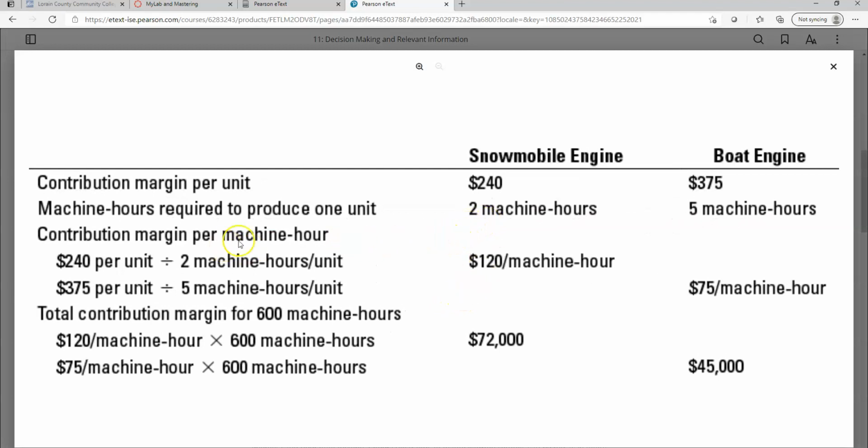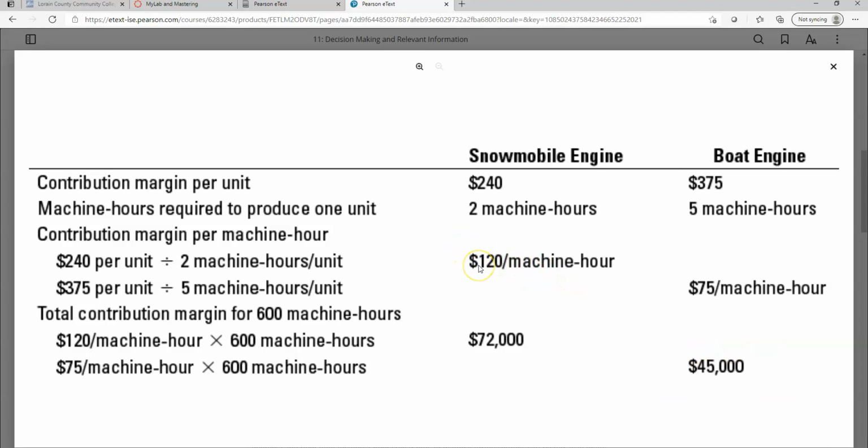Now, if we take machine hours into consideration, let's take a look. It takes 2 machine hours to make a snowmobile engine and 5 machine hours to make a boat engine. So how much does it cost per machine hour to make? Well, it only costs $120 per machine hour to make snowmobile engines, but it takes $75 a machine hour to make a boat engine. So if we look at contribution margin for 600 machine hours, we're looking at $72,000 versus boat engines of $45,000.